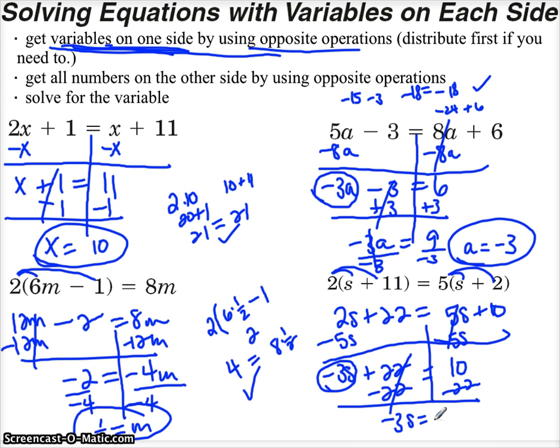Negative 3s equals negative 12. Divide by negative 3. And s equals 4. Go ahead and plug that in. 4 plus 11 is 15, times 2 is 30. 4 plus 2 is 6, times 5 is 30 also, so that does check. Alright, those are some examples.